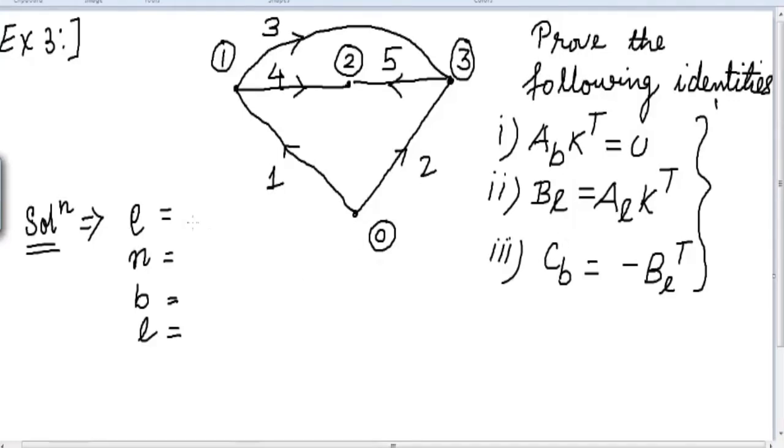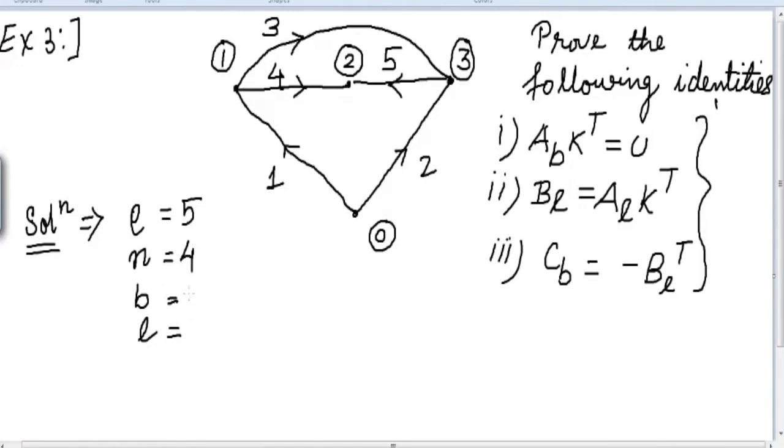So let us write all these points first. E stands for elements. What is the total number of elements here in this graph? Can anyone reply? See, the graph is already provided to you, so you have to identify the total number of elements. Very good. So the total number of elements given in this graph is 5, right? Then we have to identify the nodes. How many nodes are present in the graph? Very good. So there are 4 nodes present.